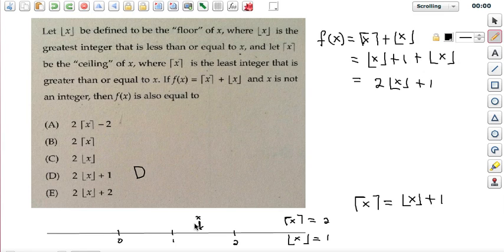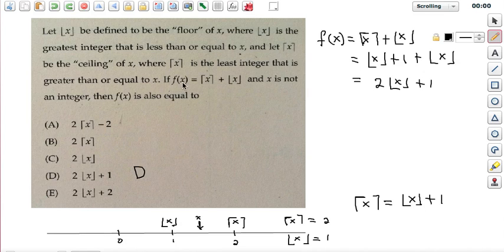So let's say your x was here. Then this number 1 would be the floor. And let this symbol be the ceiling of x, where the ceiling of x is the smallest integer that is greater than or equal to x. So if your x is here, then that number would be the ceiling. So if you look at this, you know that the ceiling is the floor plus 1. So ceiling is the floor number plus 1.